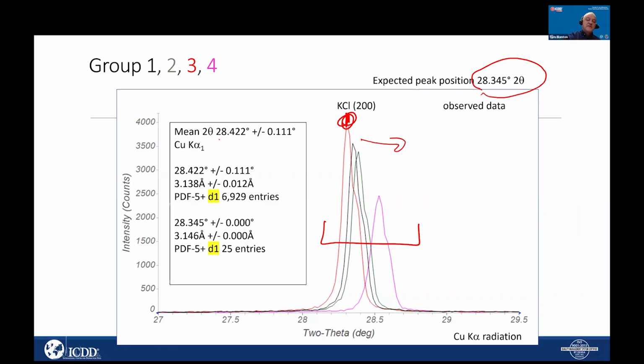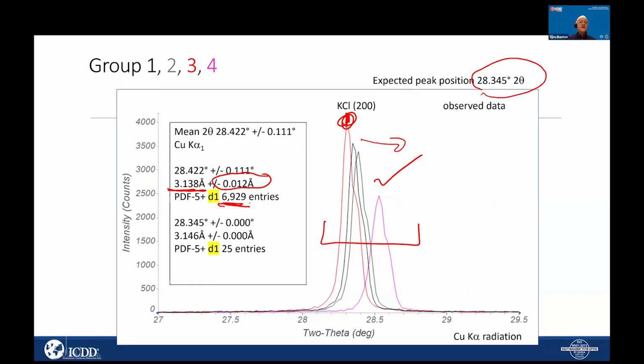Well, the mean for this group was 28.422 degrees. And this peak right here is probably a big factor for that shift. The plus or minus was 0.11 degrees. If I look at what that means from a d-spacing point of view, that means I have plus or minus 0.012 angstrom range. And if I go to the PDF-5+ database and I say, how many peaks have this peak position, d-spacing, plus or minus 0.012 angstroms, there's 6,929 entries.